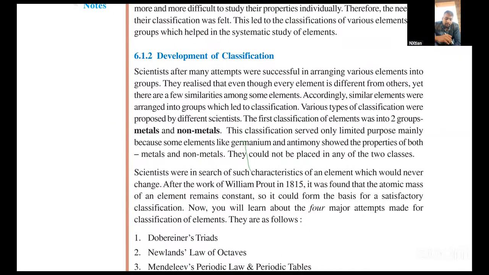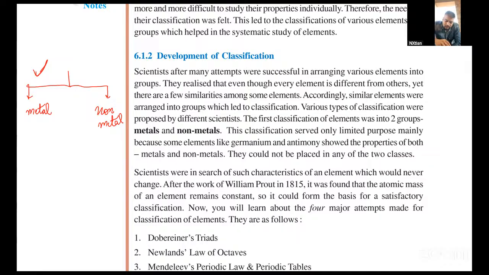So how did the classification begin? First a scientist came and simply divided elements into two types, metal and non-metal. Only two types of elements. So he classified them into two groups, the first as metal and the second as non-metal. This is the first classification that came.